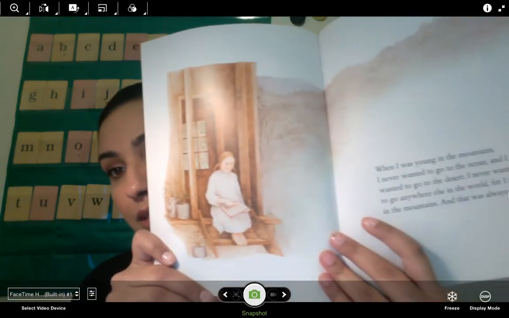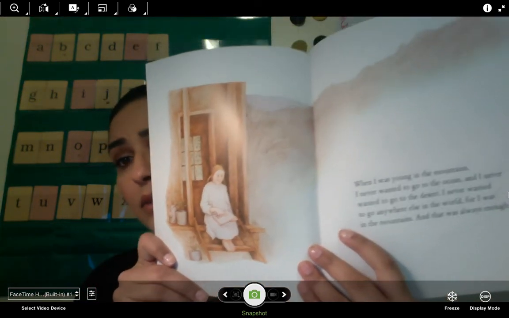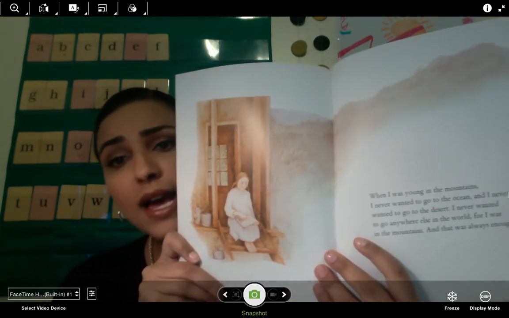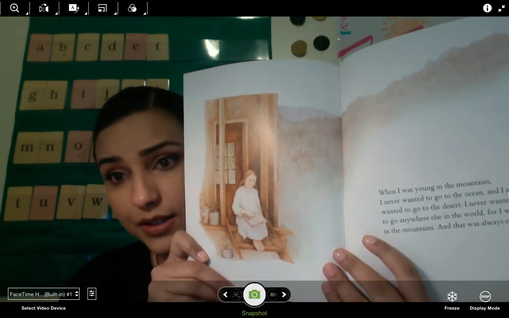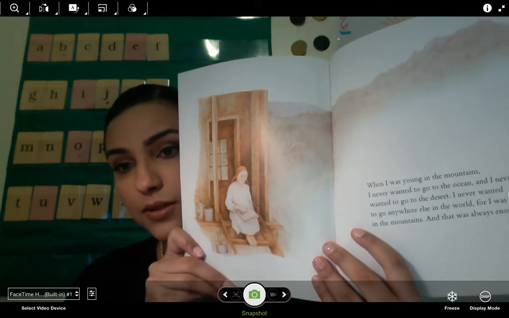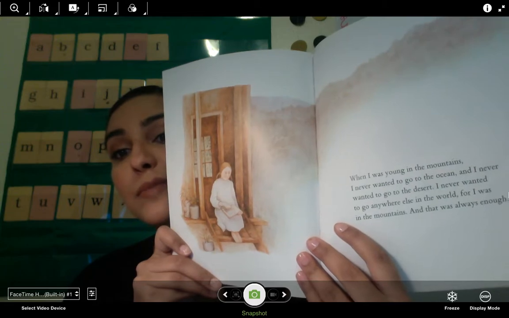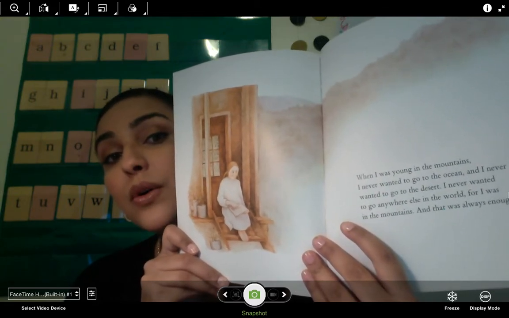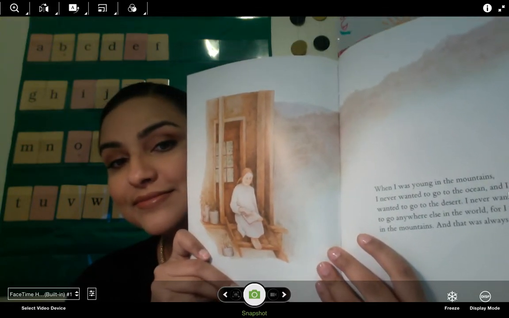When I was young and in the mountains, I never wanted to go to the ocean. I never wanted to go to the desert. I never wanted to go anywhere else in the world. For I was in the mountains, and that was always enough.